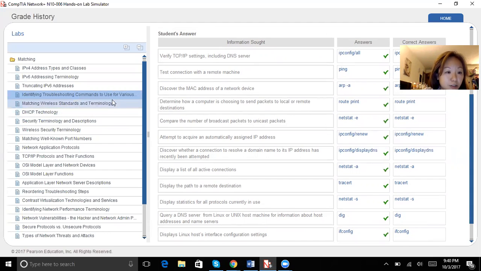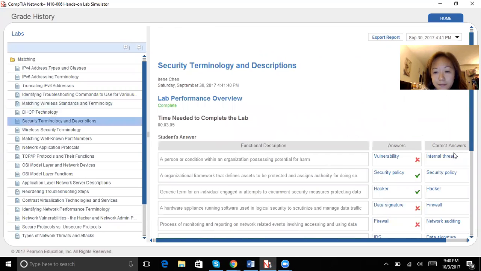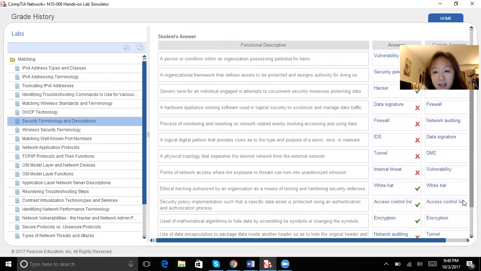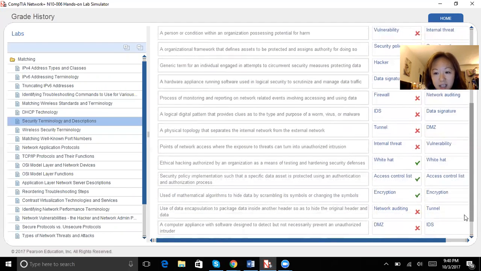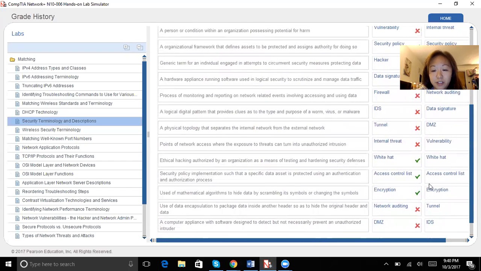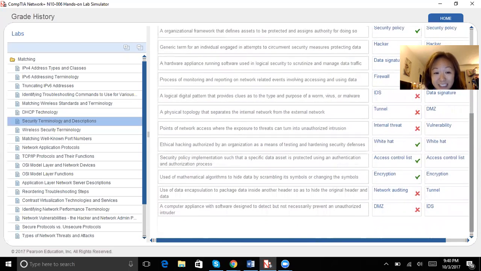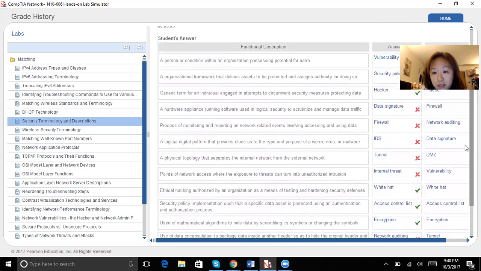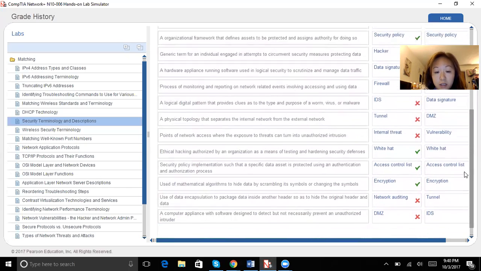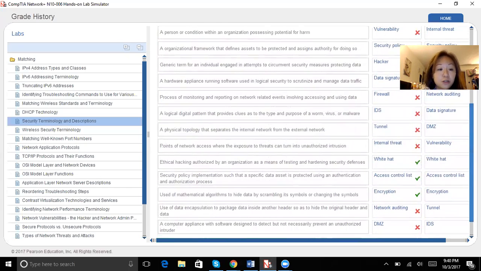Security terminology and descriptions. This one, not the best. I didn't really research the answers as much as I should have. I was really kind of going over what I know already, which was not a lot. Definitely having these definitions will help for our future reference.